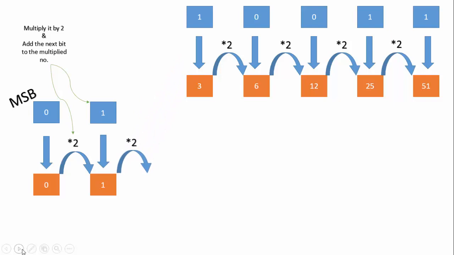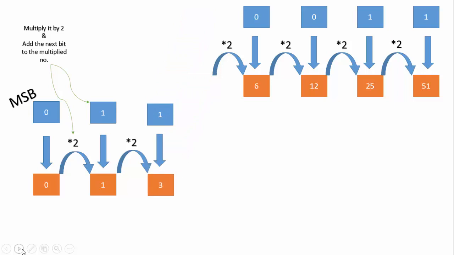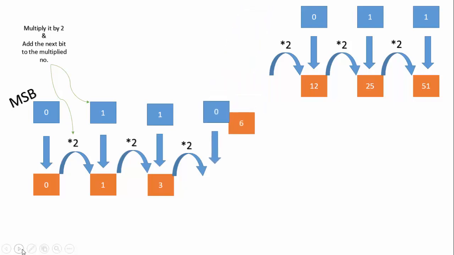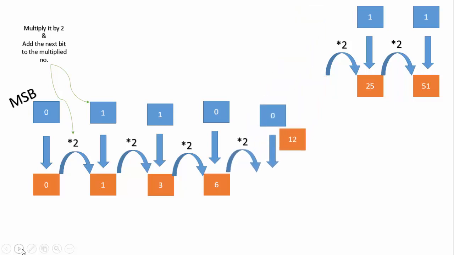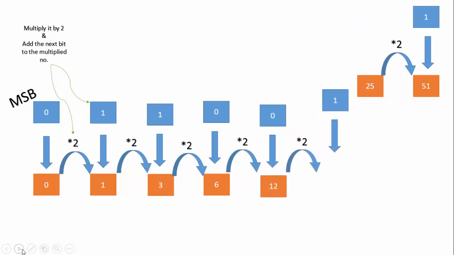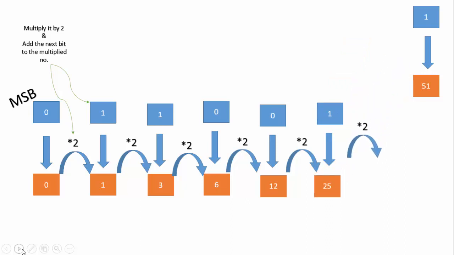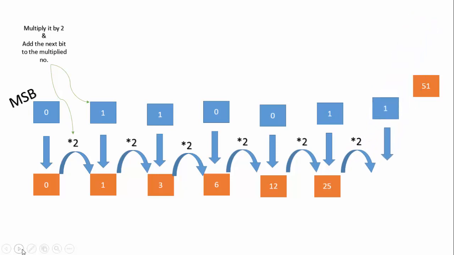Multiplying it by 2 gives us 2. Adding 1 will give us 3. Likewise, if we continue this process, the next number in the series would be 6. Multiplying it by 2 and adding 0 to it gives us 12. Multiplying 12 by 2, adding 1 to it gives us 25. And continuing this process up to the LSB, we get the number 51.